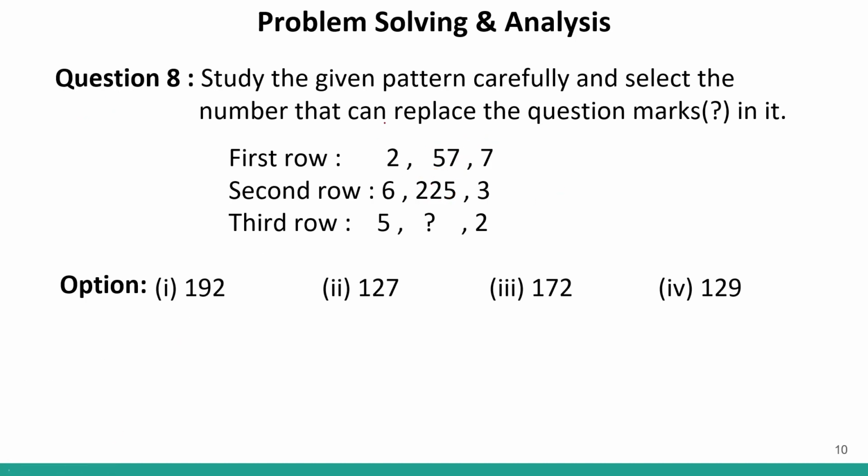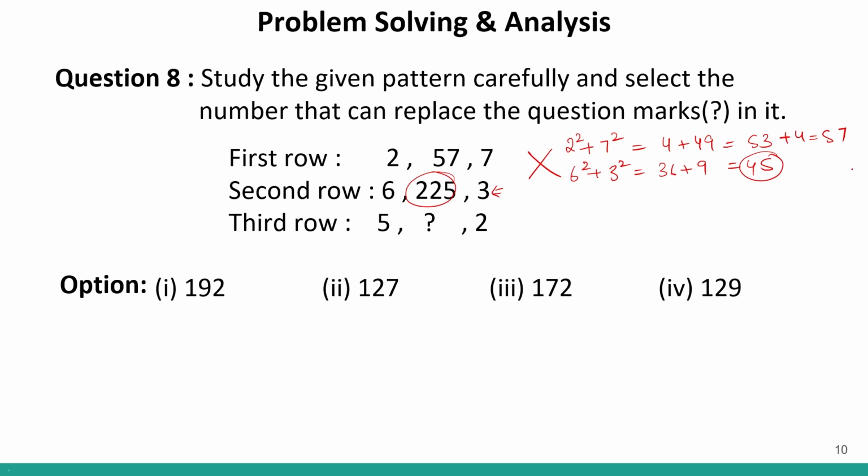Now, if I say 2 square plus 7 square, this will be 4 and this will be 49. This will be 53. And if I add 4, I'll get 57. Clear? Now let us check for this one also. Over here if I say 6 square plus 3 square, 6 square is 36 plus this is 9. So 36 plus 9 will be 45. So 45 is very different from 225. So this logic is not correct.